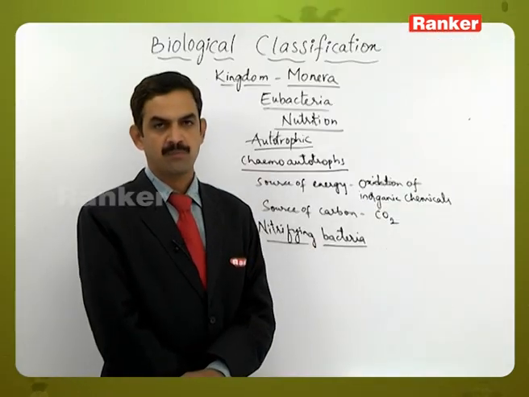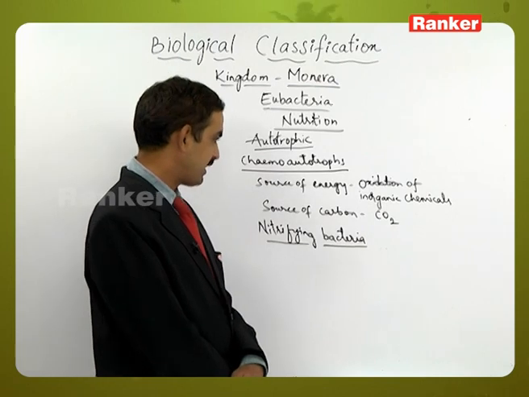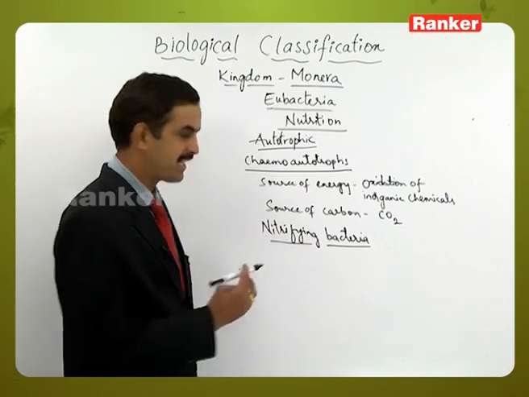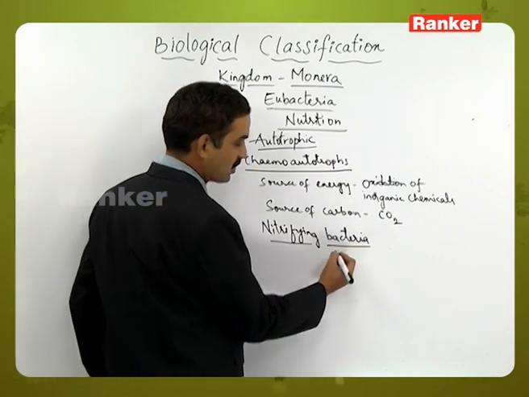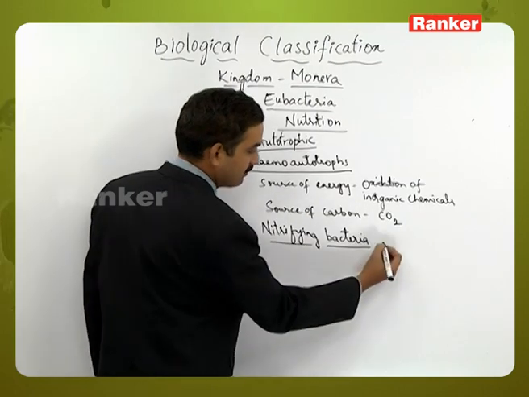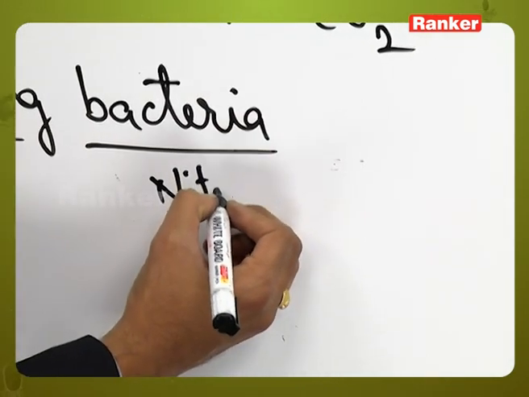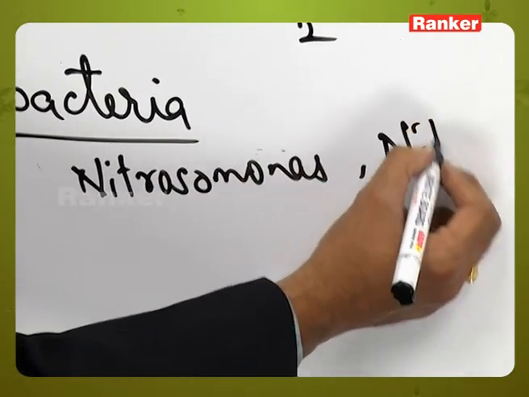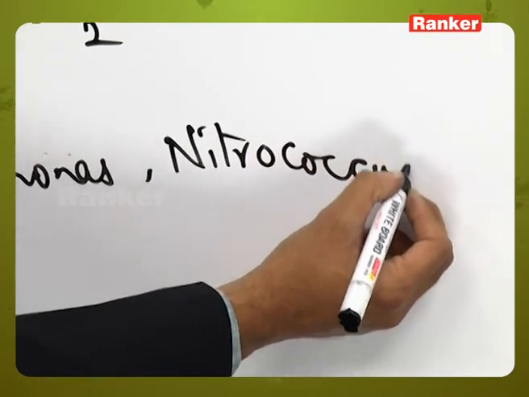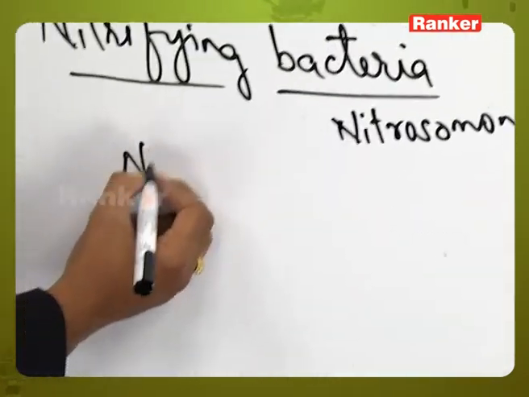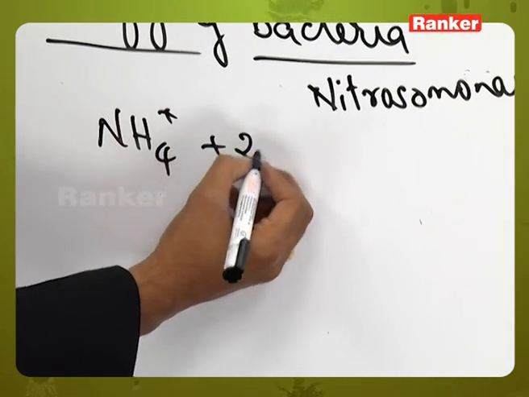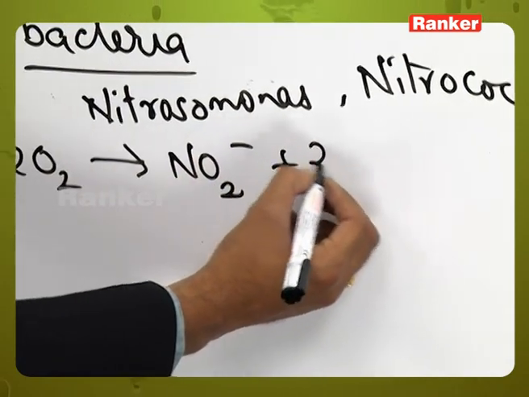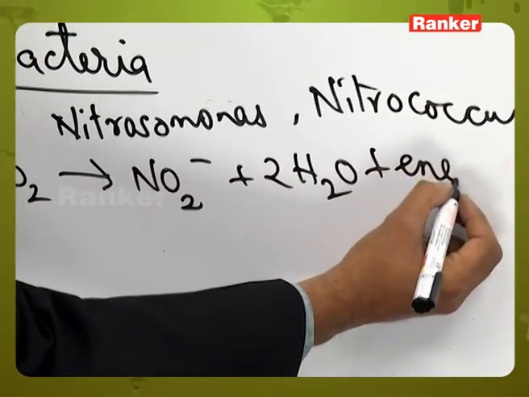Based on the type of the inorganic chemical that is oxidized, the chemoautotrophs have been divided into, one is nitrifying bacteria. The nitrifying bacteria will oxidize the nitrogenous compounds, like Nitrosomonas and Nitrococcus. Here it will oxidize the ammonia molecule and convert it into nitrite, releasing some energy.